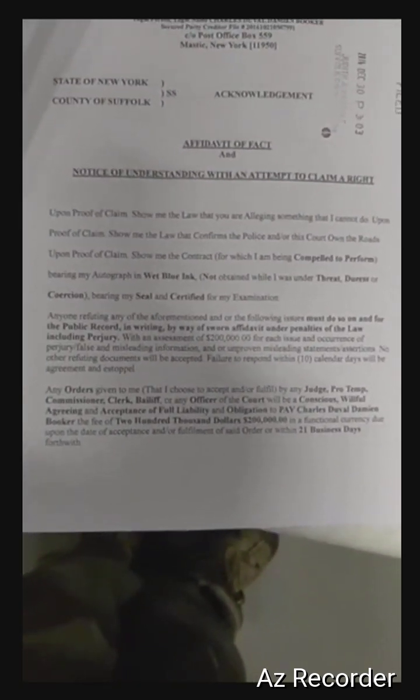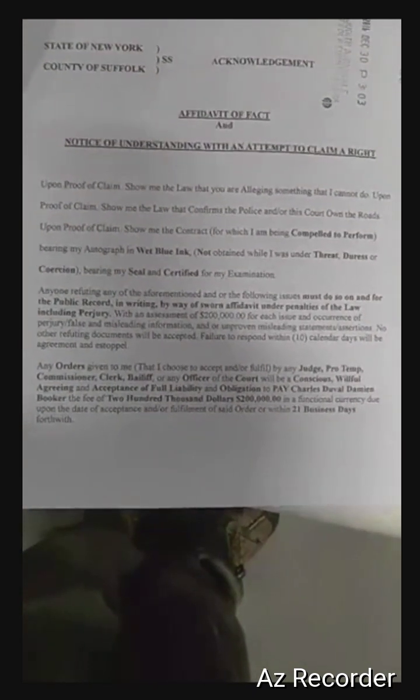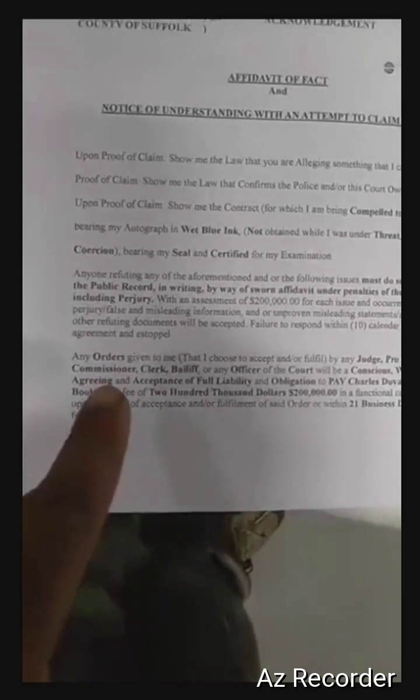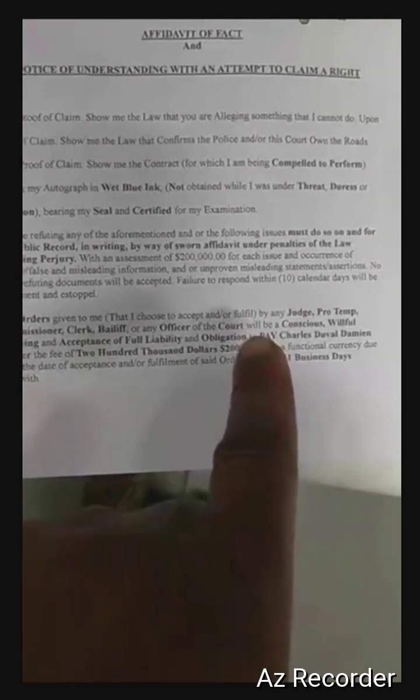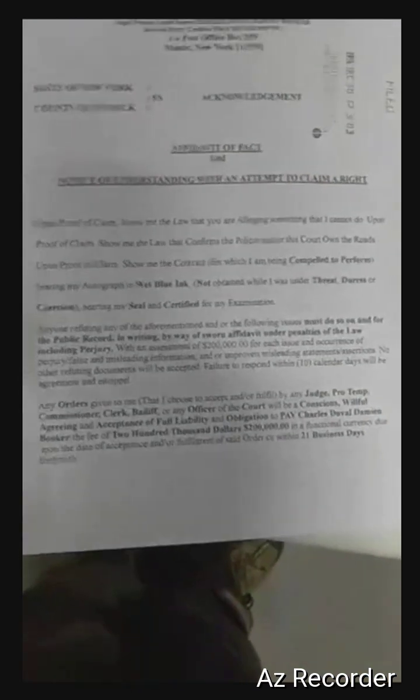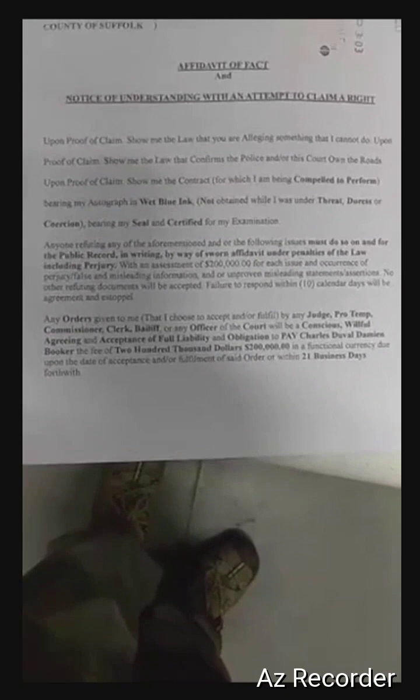And basically it's saying, prove to me that the police own the roads, where they can set rules and tell me how fast I can go or slow I can go, or they have the right to pull me over and then charge me. Where does the court have this authority? And, of course, bottom part. This is my favorite part. Any orders given to me that I choose to accept and or fulfill by any judge, pro temp, just running down the list, it's $200,000 per order. Which is the reason why they don't want me in their courts anymore.